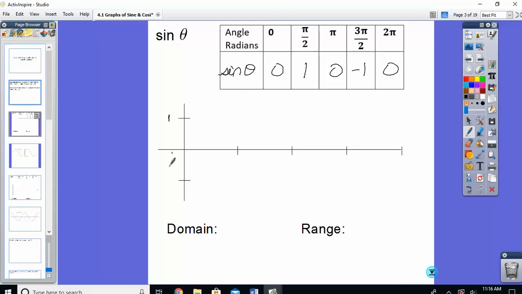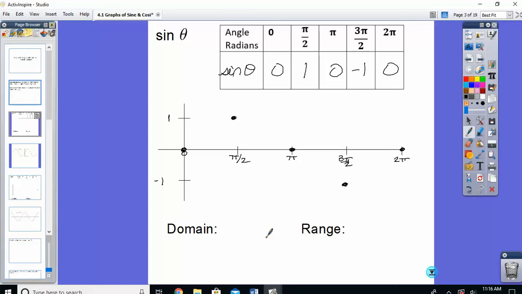Okay, so on my graph, my high point here is 1, my low is -1. And these points on my x-axis are my angles: pi over 2, pi, 3 pi over 2, and 2 pi. So then we just plot these. We're at 0, 0. Put in pi over 2, we get out 1. Pi, we got 0. 3 pi over 2 is -1. And 2 pi is 0.